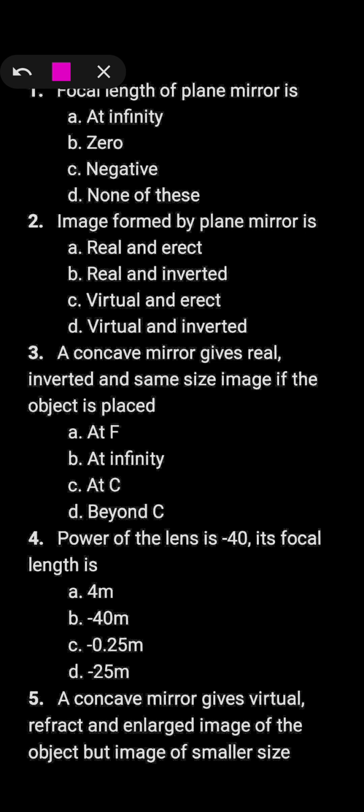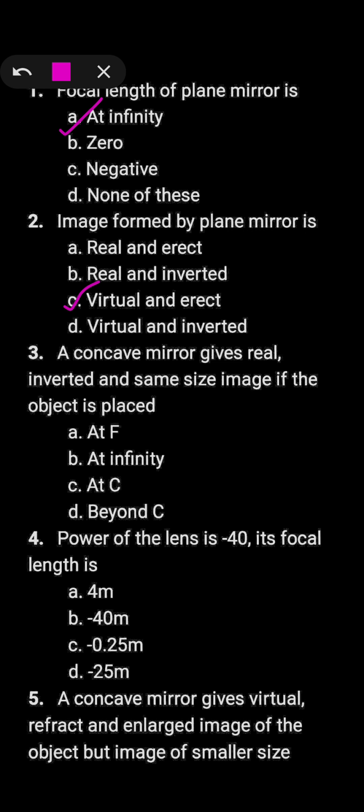So we can say that it is not 0, not negative either. So it will be infinity. The focal length of the plane mirror will be infinity. Then the second one, that is the image formed by the plane mirror. The image formed by the plane mirror is always virtual and erect, right?